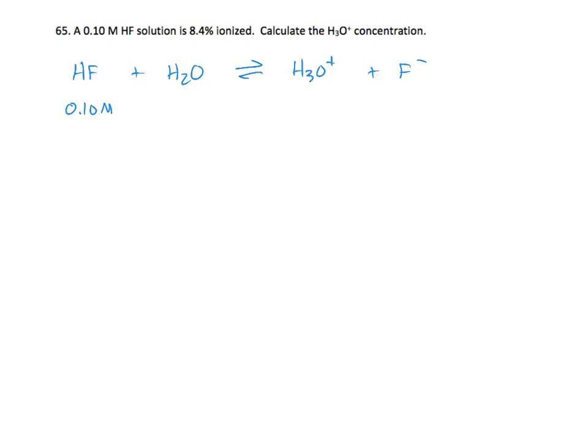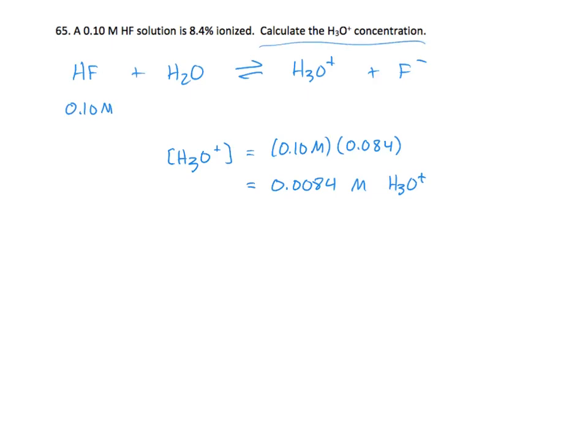So that when this is all done, the amount of H3O plus is going to be equal to our original concentration of HF times 8.4%, which is 0.084. That gives us 0.0084 molar H3O plus once this is done ionizing, establishing an equilibrium. That's all it wants, actually, is the H3O plus concentration. It's not asking us to go any further and convert that to pH, although we could definitely do that if I'd wanted to.